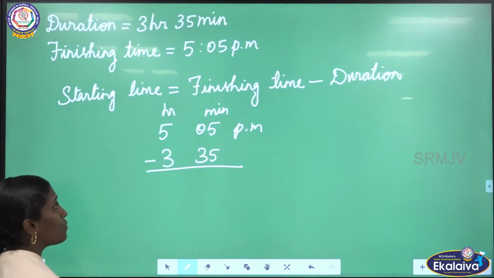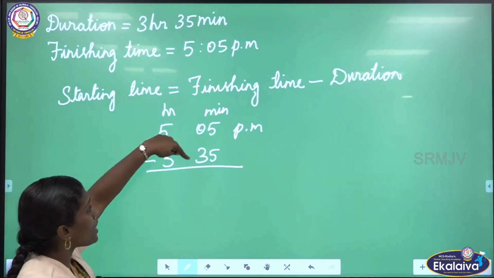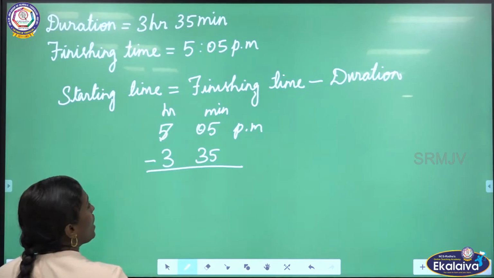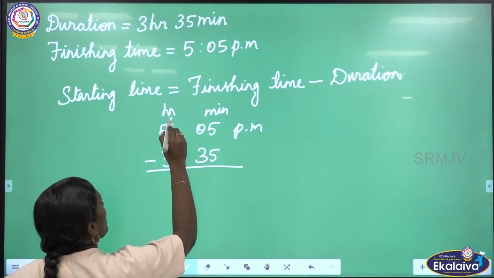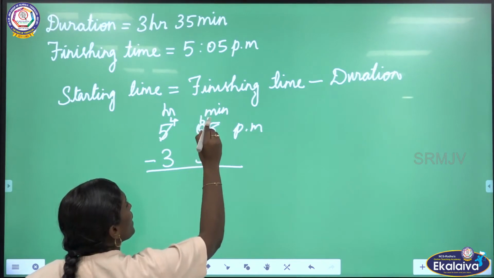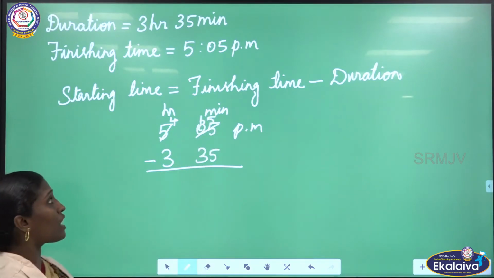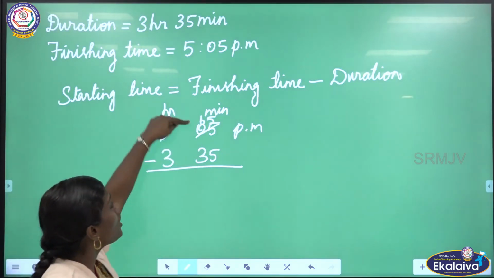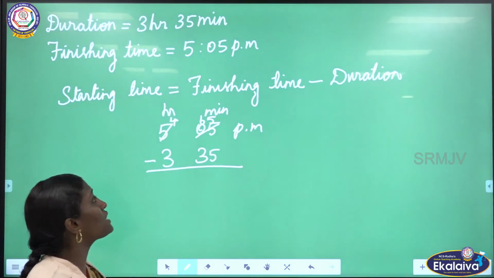Now we have to subtract. Here we can't subtract 35 minutes from 5 minutes. So we have to borrow from hours. So we are borrowing 1 hour, 5 will become 4. Here we will get 65 minutes, because 1 hour is equal to 60 minutes. Already 5 minutes is there. So 60 plus 5, we will get 65.